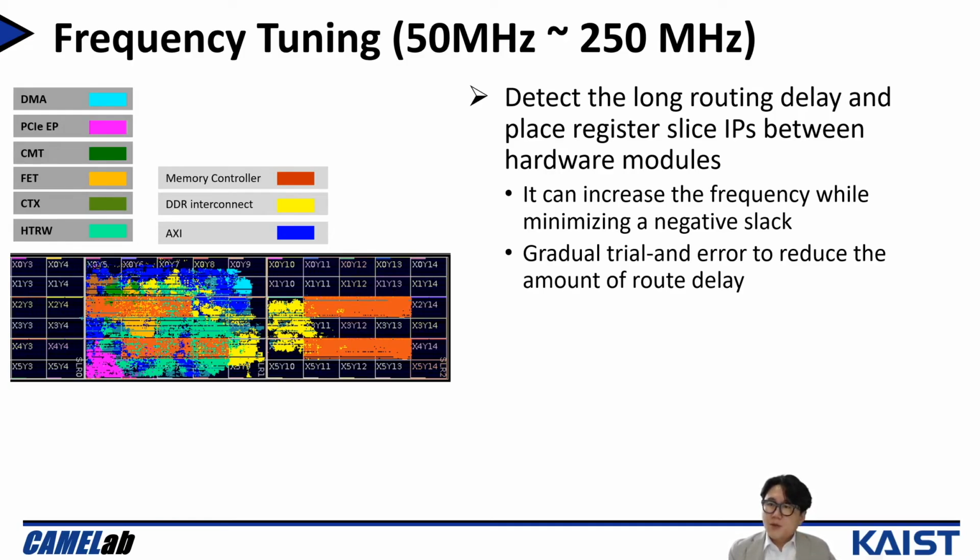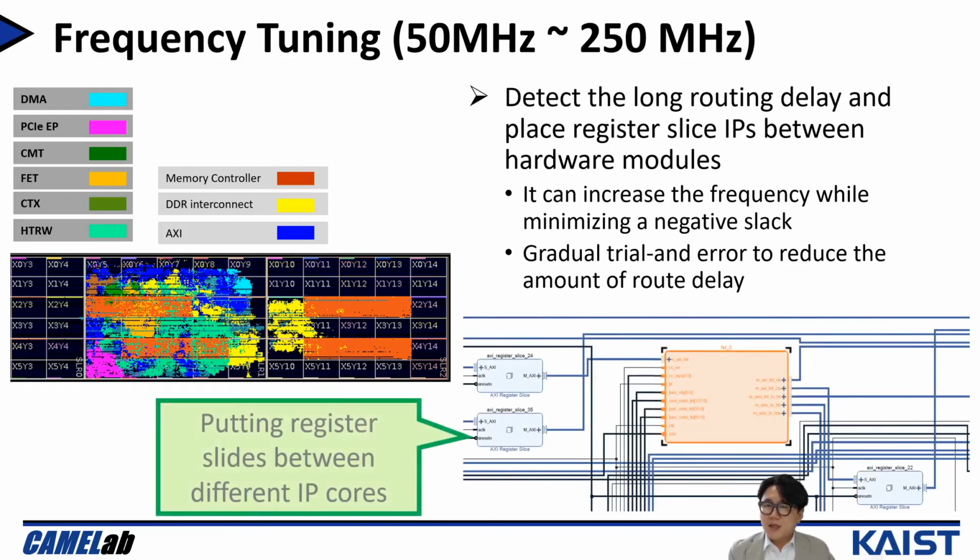This figure shows a floor plan that illustrates each component of OpenExpress. To have a high operating frequency, at the synthesis phase, we need to detect the worst-case logic routing delay, as it decides the actual routing delay of our hardware model. We then split the route by placing registers to increase the frequencies while minimizing FPGA negative slack.